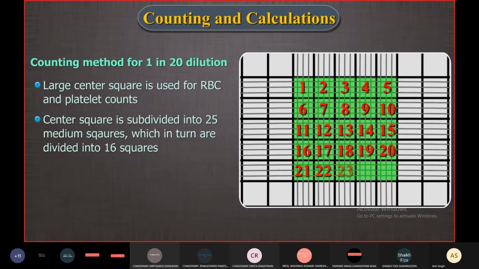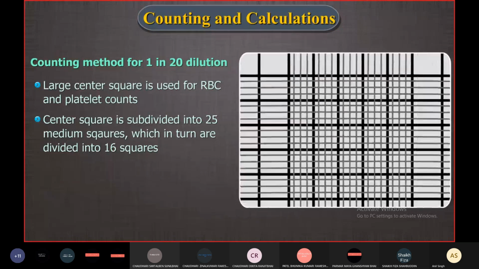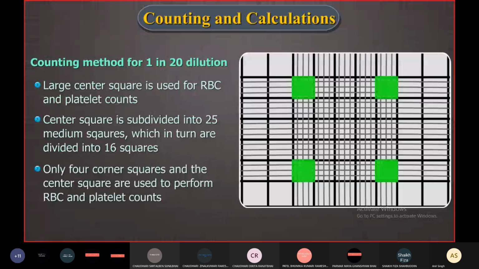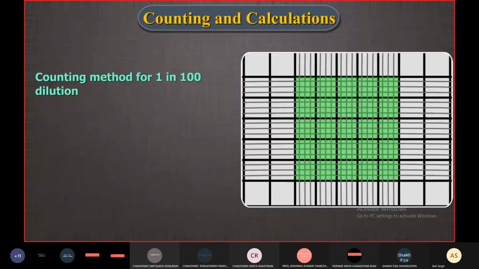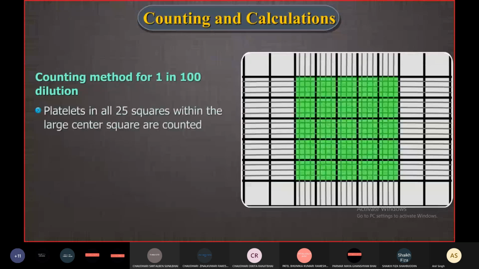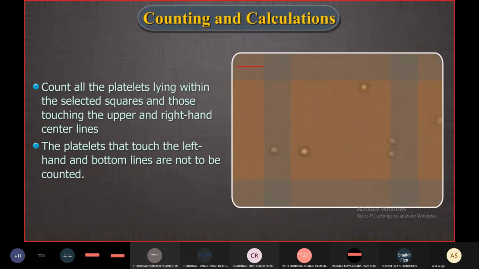This area is subdivided into 25 medium squares, which in turn are each divided into 16 squares. Of these, usually 5 squares, the 4 corner squares and the center square, are used to perform RBC and platelet counts. B. If using 1 in 100 dilution, use the entire large center square to count the platelets. Platelets in all 25 squares within the large center square are counted. C. Count all the platelets lying within the selected squares and those touching the upper and right hand center lines. The platelets that touch the left hand and the bottom lines are not to be counted.